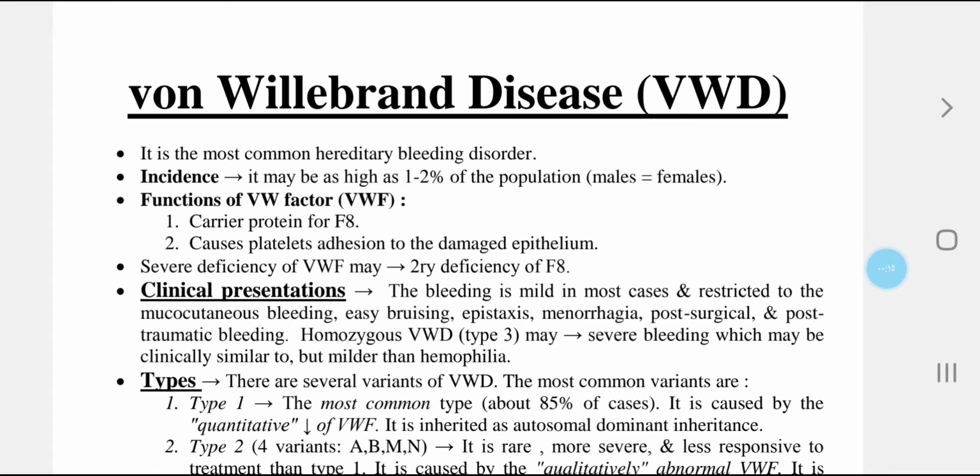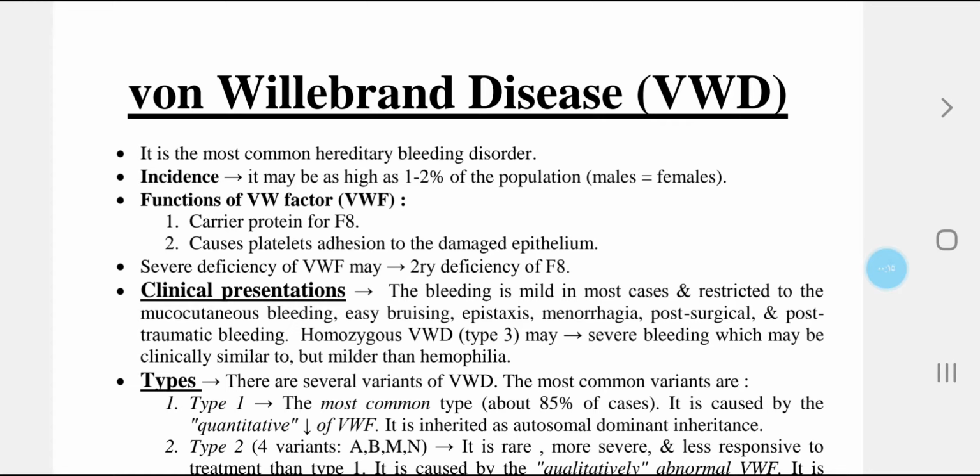Second, type 2, where there are 4 variants: A, B, M, and N. It is rare, more severe, and less responsive to treatment than type 1. It is caused by qualitatively abnormal von-Willebrand factor. It is inherited as autosomal recessive inheritance.